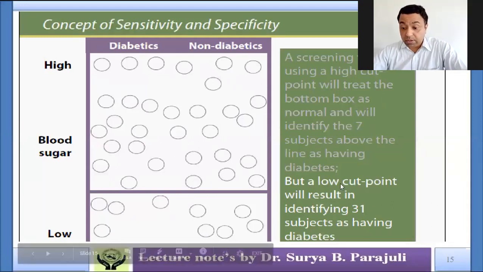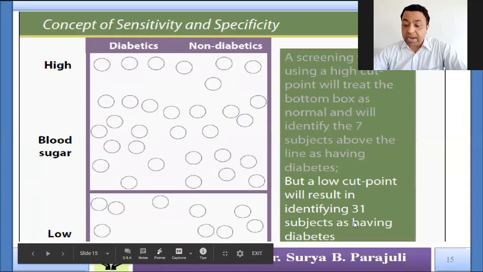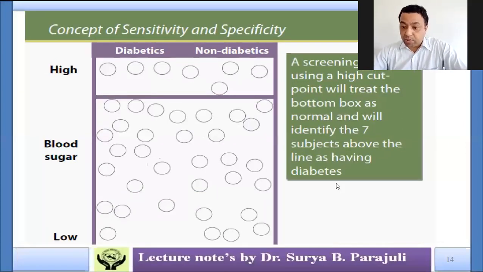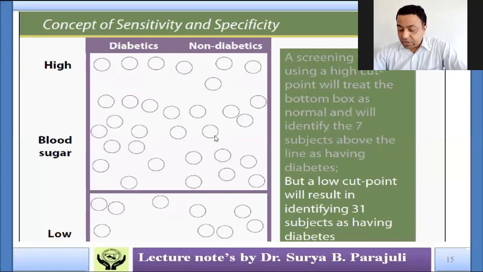If you lower the cutoff point, what will result? A low cutoff point identifies 31 subjects as having diabetes. So if you increase the cutoff point, you can find only 7 cases of diabetes. If you decrease the cutoff point, you can find 31 cases of diabetes, almost 5 times, more than 4 times, as you can see.